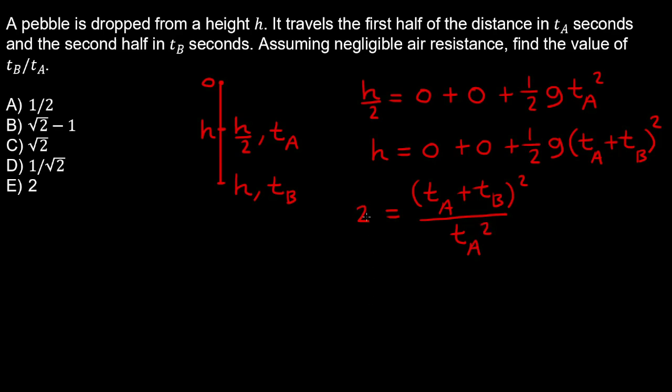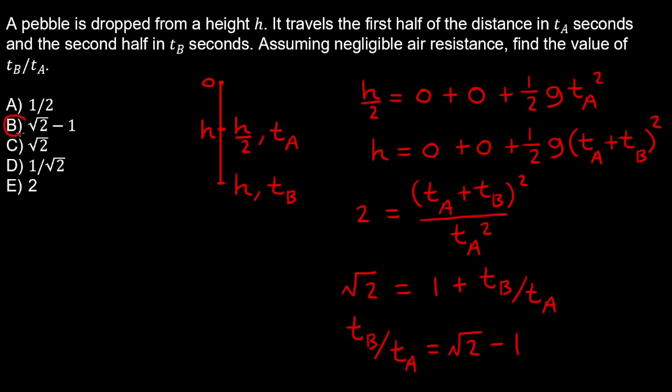And if we take the square root of both sides, we have root 2 is equal to ta on ta, which is 1, plus tb on ta, and therefore the ratio tb on ta is root 2 minus 1. So B is the correct answer.